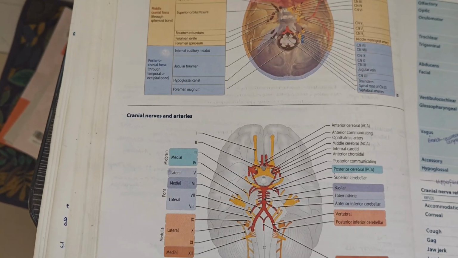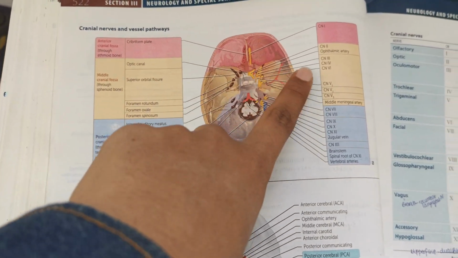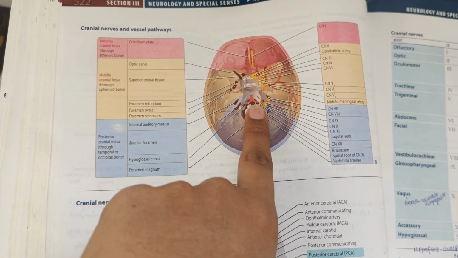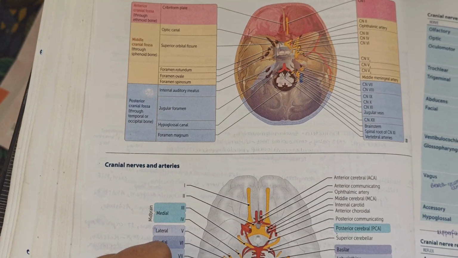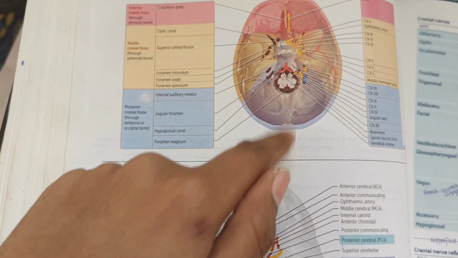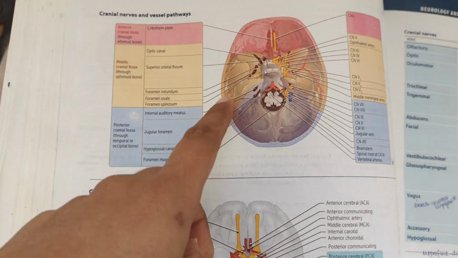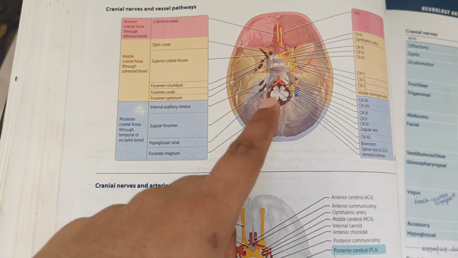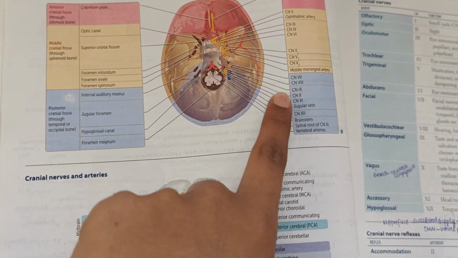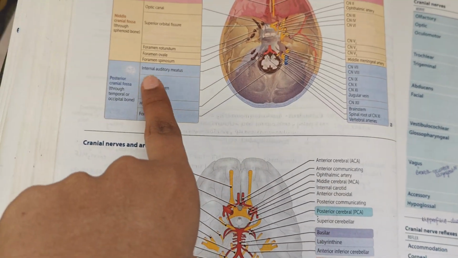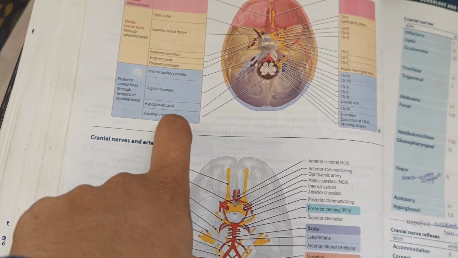Now coming to cranial nerves and the vessel pathways. Cranial nerve 1 passes through the cribriform plate, that is anterior cranial fossa, through ethmoid bone, and cranial nerves 2 to 6 pass through middle cranial fossa and sphenoid bone. Here you have optic canal, superior orbital fissure, rotundum, ovale, and spinosum. And here comes the posterior cranial fossa. You have cranial nerve 7 to cranial nerve 12: internal auditory meatus, jugular foramen, hypoglossal canal, and also foramen magnum.